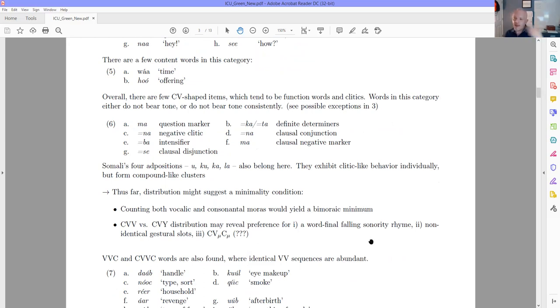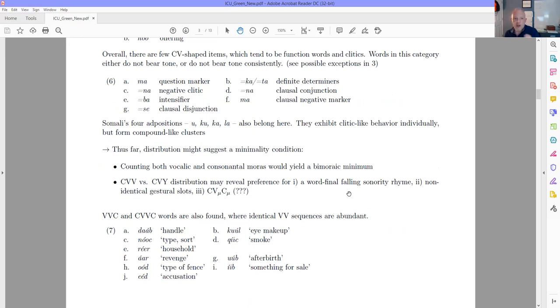So if we look at these shapes and their behavior so far, this might suggest a minimality condition of sorts. This, of course, would be, if we count both vocalic and consonantal moras, we would say that there is a bimoraic minimum in the language. But then we want to ask ourselves about things like the distribution of CVV versus CV glide, and so the difference there might reveal a preference for perhaps a word final falling sonority rhyme, non-identical gestural slots, or perhaps some kind of preference for a CVC where we actually have a vocalic and consonantal mora. But I'm just throwing that out there. So we need to keep looking, right? We don't know very much yet about the shape or about the function of coda consonants. So there are plenty of other word shapes.